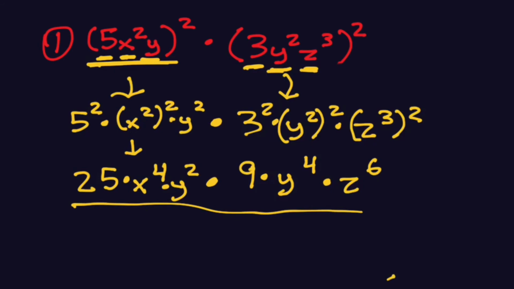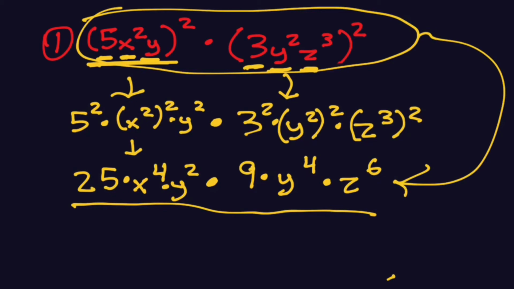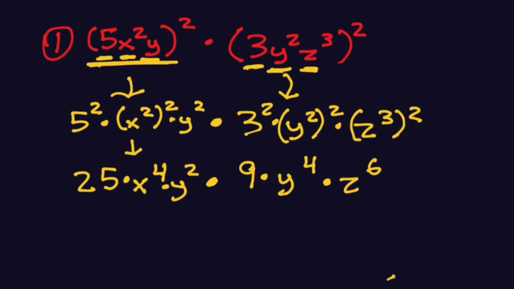Okay, so now we've converted this equation into this. We're almost done, but we aren't quite there yet. It can still be simplified further. So now let's look at multiplying all of these different things together to get this equation down to its simplest form. Let's look at the things we can multiply together. So we can multiply 25 by 9. So 25 times 9, that's going to be, I think, 225.